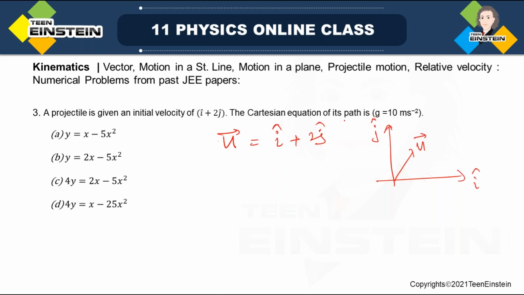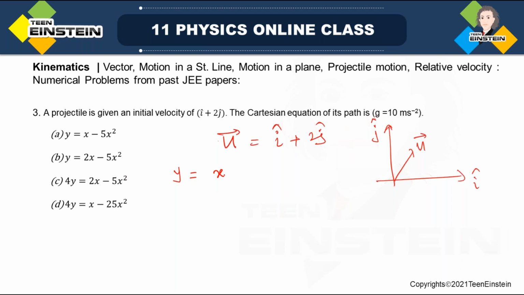Now you have to find out the Cartesian equation of its path, where you have to take g as 10 meter per second square. If you remember, we have solved such kind of problems, but in that case the equation was given, you have to find out the velocity and all. But in this case, you have been given the velocity, you have to find out what is the trajectory. So in any case we have to remember what is the equation of the trajectory.